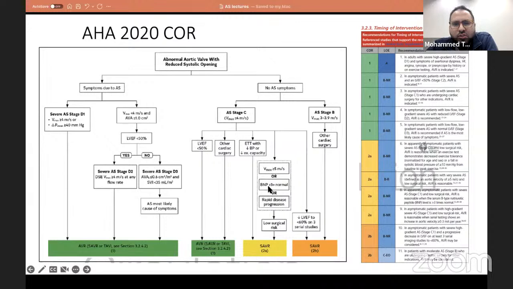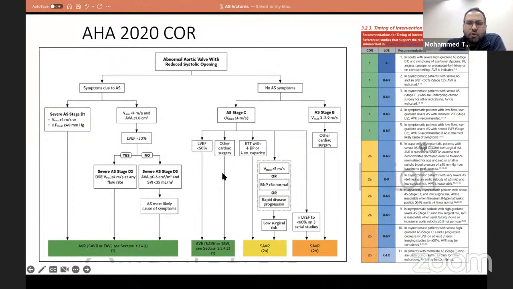The BNP, which is a new addition to the guidelines, if it's more than 3 times the upper normal, then you can consider operating on patients with severe asymptomatic aortic stenosis. Also rapid disease progression on multiple serial echoes. If all those patients have low surgical risk, you can operate.